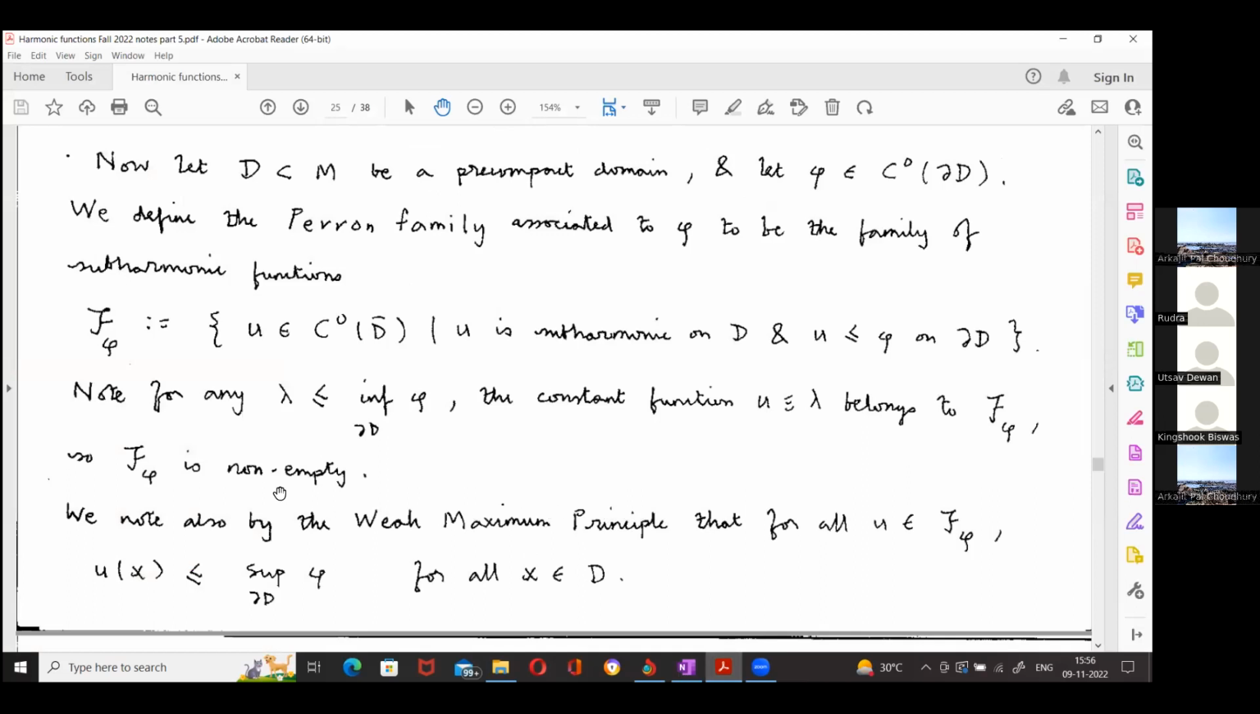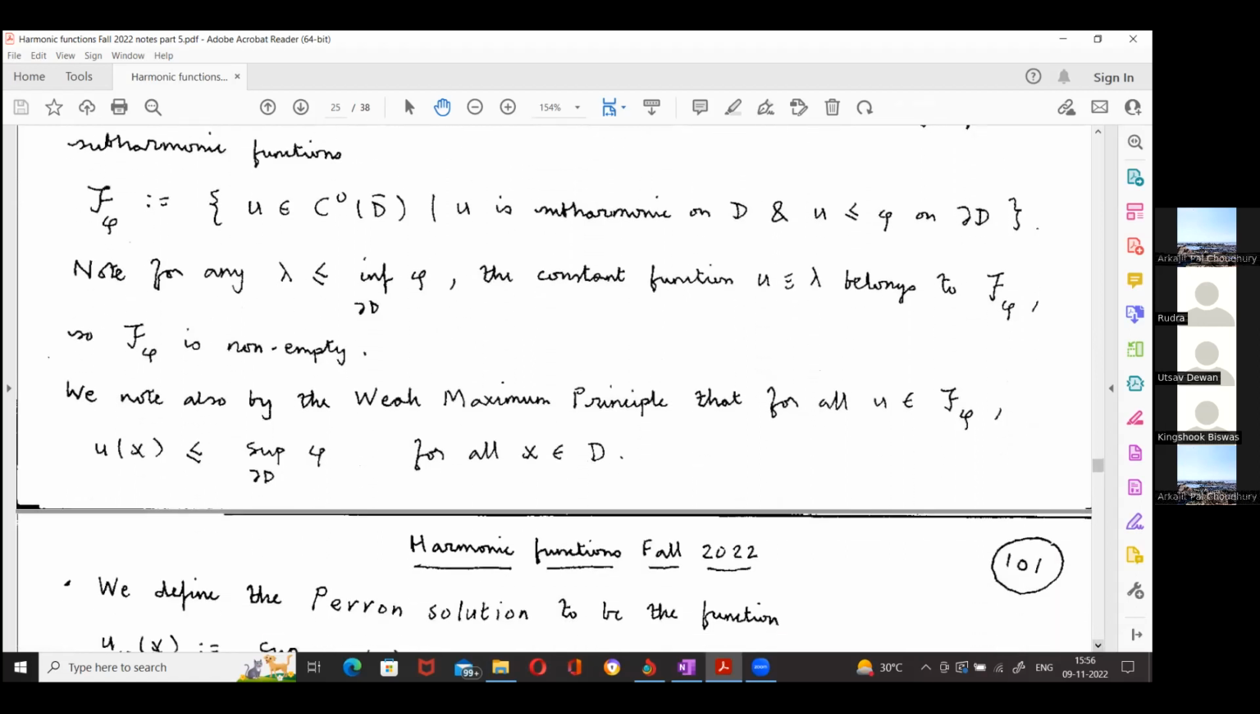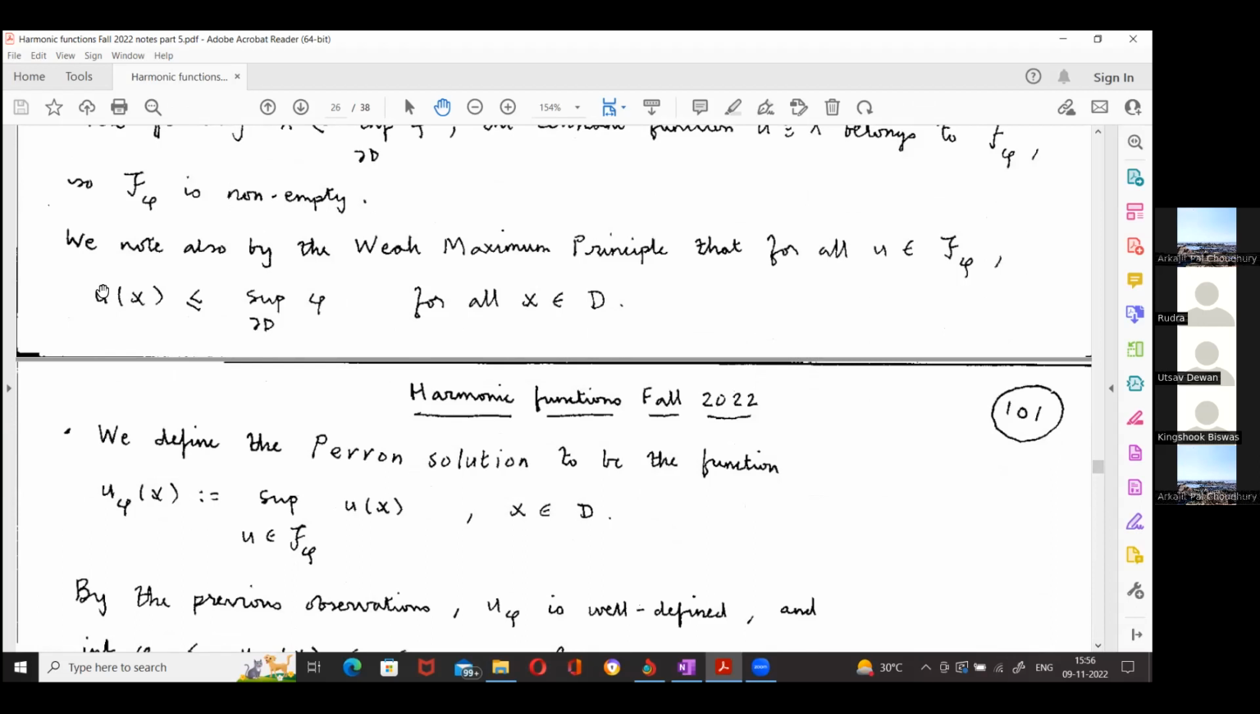First we note that by the weak maximum principle for subharmonic functions, for any u in this Perron family, u is less than or equal to the sup of phi over x in D. So therefore, the functions u are uniformly bounded above by a constant.